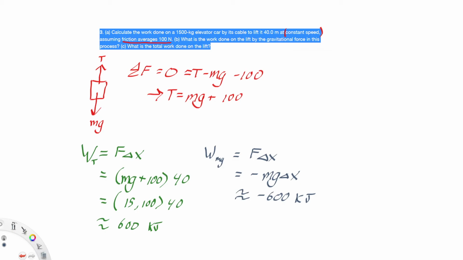Yusuf, why do we use kilojoules instead of joules? Aesthetics. I find it aesthetically pleasing to have numbers smaller than 1,000, between 0 and 1,000. But you could definitely write 600,000 joules. That is perfectly okay.